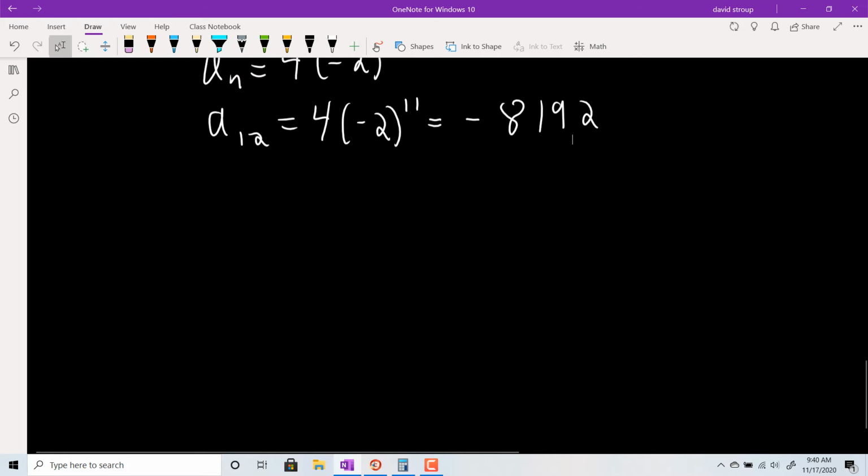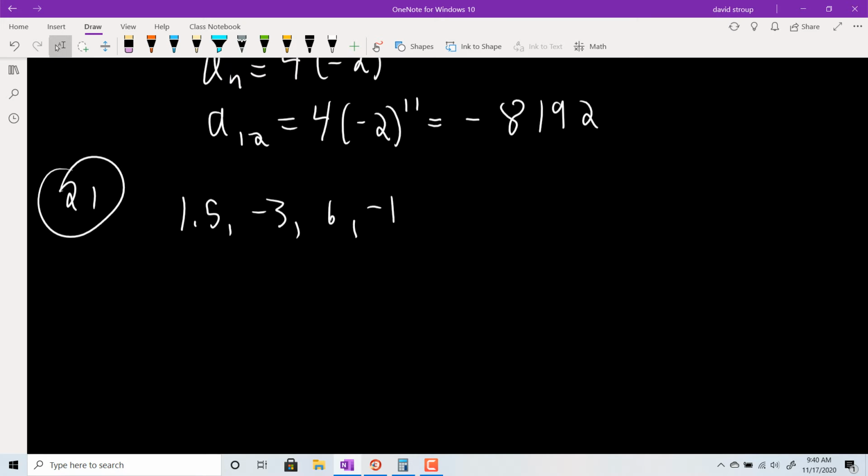Next problem, they give you some terms of the sequence, 1.5, negative 3, 6, negative 12. And they want the nth term formula. So find a sub n and a sub 7.